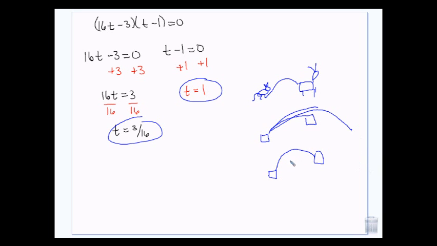Well, that means that the cheetah is at a height of 3 feet in 2 places, here and here. That's why we have the 2 answers. This is 3/16 of a second. This is 1 second. Because he's moving through time as he's moving through air, he's actually in the air for the full 1 second. So my answer is 1 second.